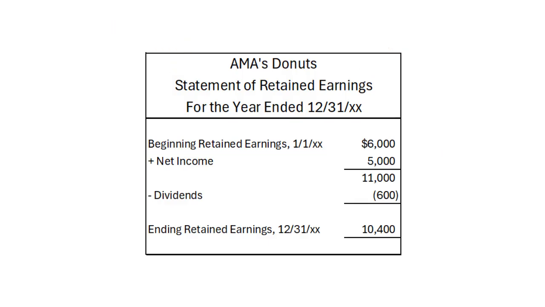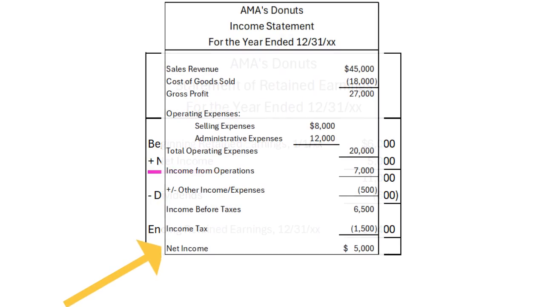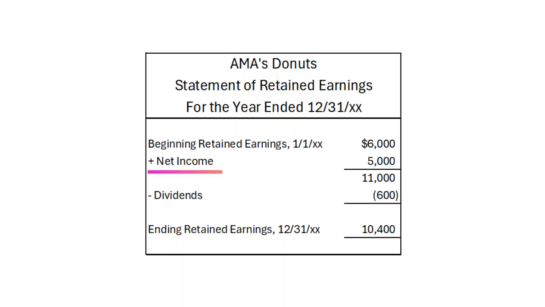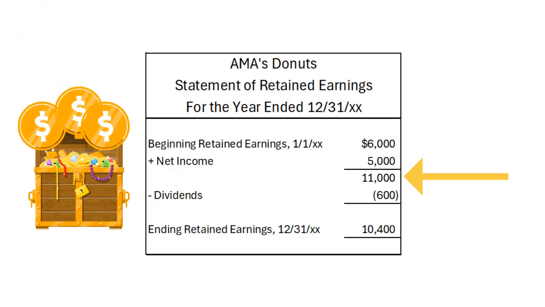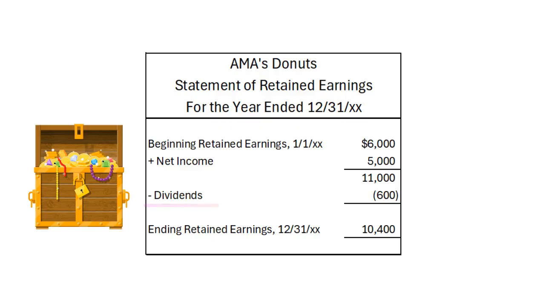Our next step is to add the current year's earnings to what we earned in the past. Don't forget, we grab that number from the income statement. At this point, I like to have a subtotal that shows what we've made in the past plus what we made this year. We have one more item, dividends.